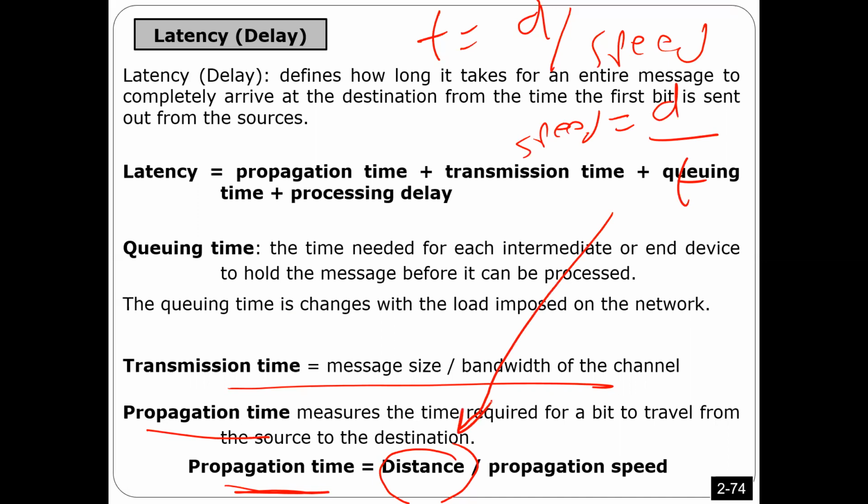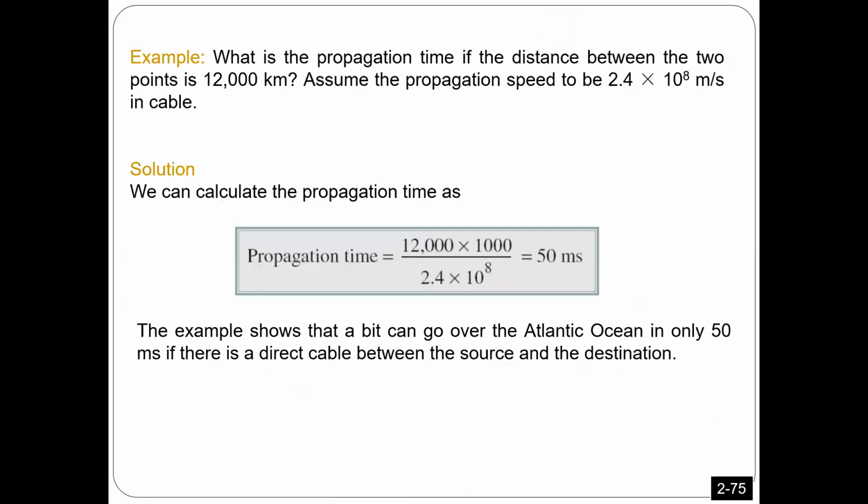Again, the propagation time depends on the distance and the propagation speed of the cable, but the transmission time depends on how big the message is and also the bandwidth. I want to give you two numerical examples to better understand these two delays. Let's start with the propagation time. We assume we have a very long cable. This cable is 12,000 kilometers. You can imagine how big it is. It's a very long cable.